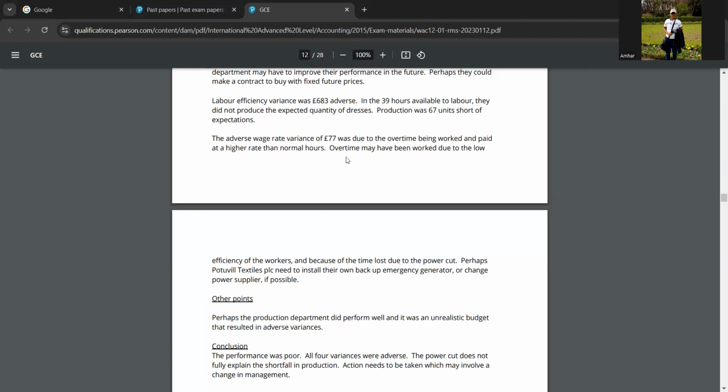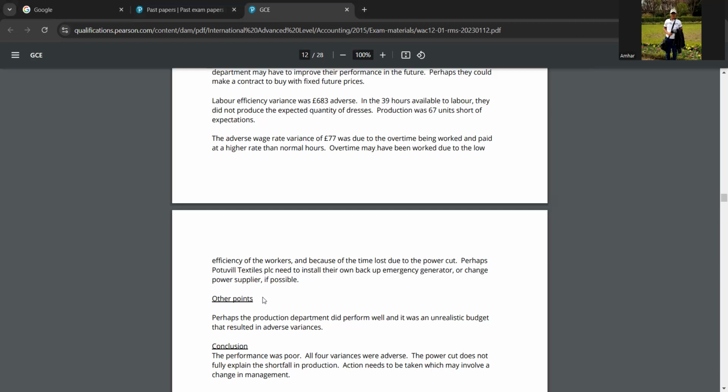So you can say like that. You can make the point long, and you can explain in your own words. Okay, and you can say overtime may have been worked due to the low efficiency of the workers and because of the time lost due to the power cut. And another reason is that it's because of the power cut also. Did you understand all that now? Do you have any doubts until this? Yeah. No, I don't have any doubts.